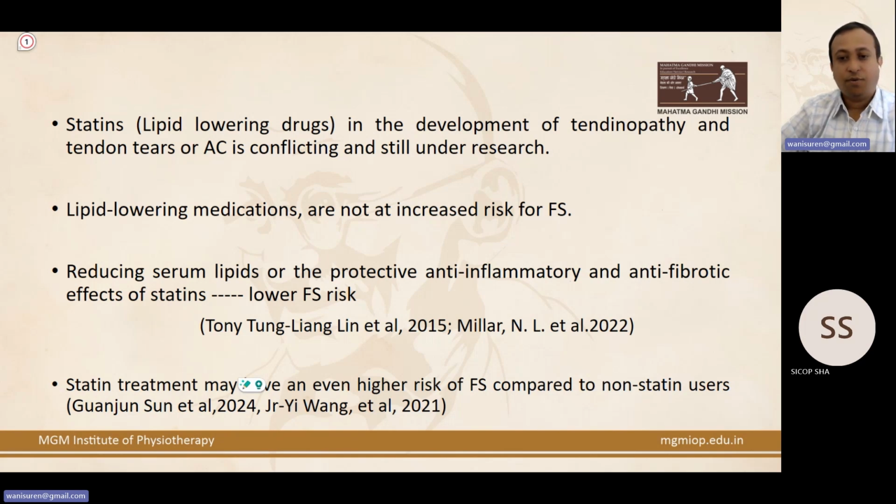So this is another study. Recently, one study has shown that use of statin medications for a longer duration may increase the risk of developing frozen shoulder compared to non-statin users. So some studies say that statins may be related to the development of frozen shoulder, while others are contradictory. So we have to correlate all these things with the patient's clinical condition and take decisions.